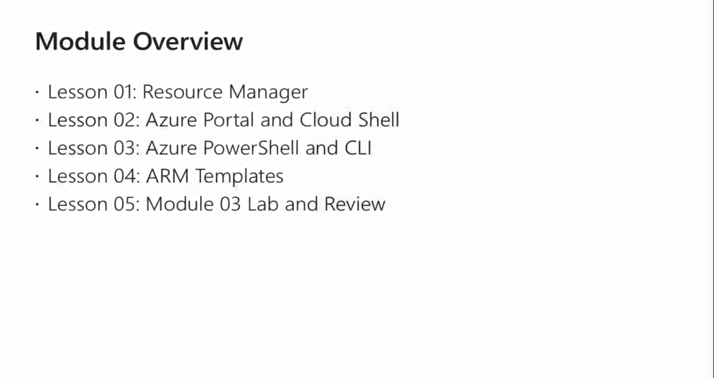We have 5 lessons to do. The last lesson, which is module 3, that is lab and review. Lesson 4 will tell you about ARM template. Lesson 3 will tell you about PowerShell and CLI, how you use the locally available PowerShell and Azure CLI to manage our infrastructure. And then also we have to understand the portal, Cloud Shell. Cloud Shell is also another way to use PowerShell or Azure CLI from the cloud portal itself. If we do not have any option to use our locally available PowerShell and Azure CLI to manage our infrastructure, we can use Cloud Shell.